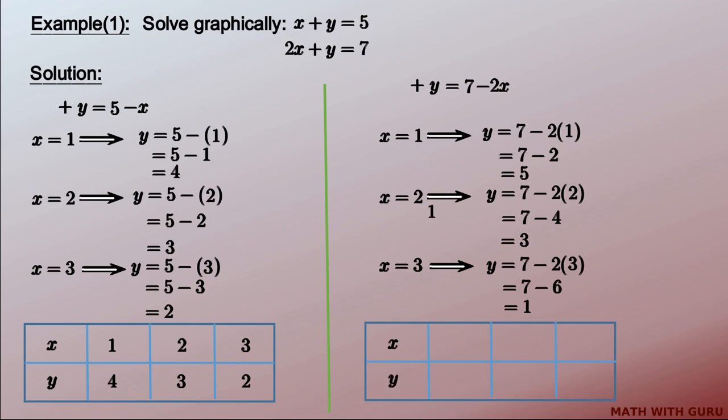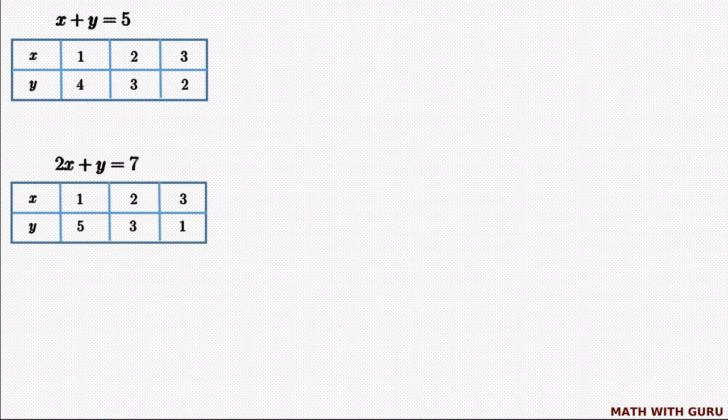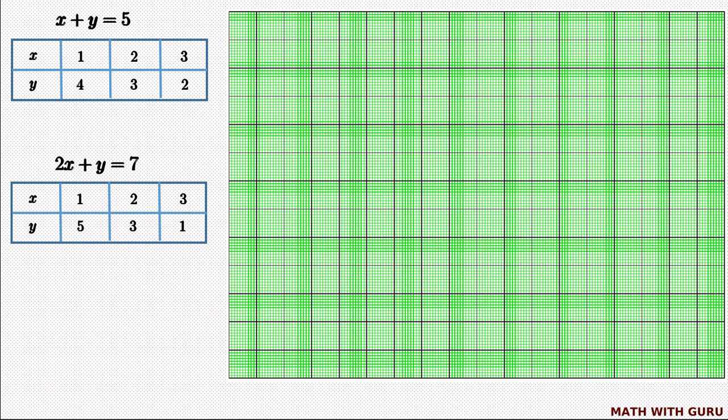x and y. When x equals 1, y equals 5. If x equals 2, y is 3. x is 3, y is 1. Let us carry over these two tables to the next page. x plus y equals 5 and then the table for 2x plus y equals 7. We need graph sheet, don't we? Here it is. Let us choose a convenient scale. This will do. 1 centimeter equals 1 unit for both the axes.